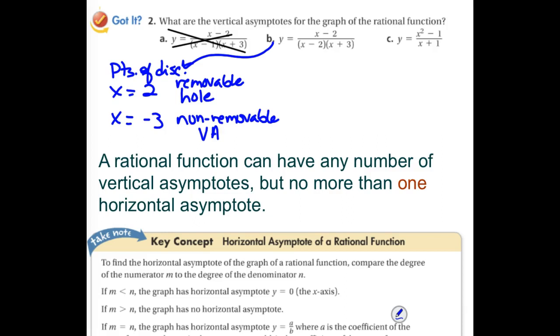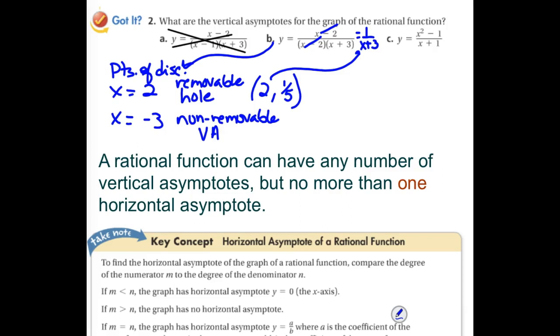If we do remove it, this reduces to 1 over x plus 3. So what is the location of the hole? We said it happens when x is 2. What do we get if we put a 2 in there? A 5 for the denominator, so 1/5 would be the y-coordinate of that hole.